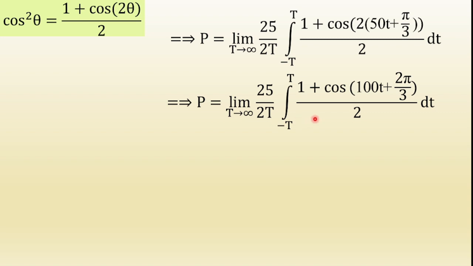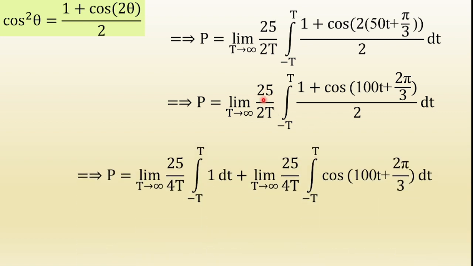So this equation is written as, applying the limit and integration to both the terms, we get. So now 2 into 2 is 4.